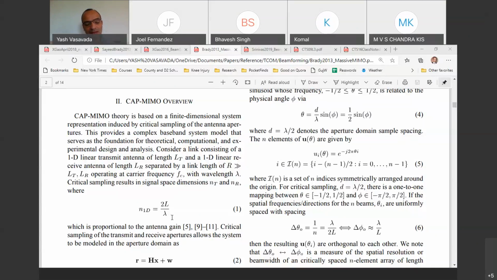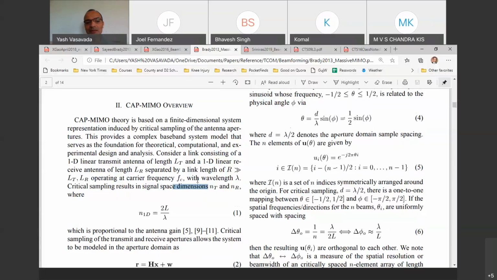This is what we have seen in our earlier lectures. That is why they are calling it critical sampling. As long as I keep the spacing between the individual spatial samples to be lambda by 2, then I will have no spatial aliasing, space domain aliasing. And then therefore I will be able to get effectively this N number of spatial samples. And that N actually will determine the dimensions that I have. It is the dimensionality of the vector x that we have been considering.